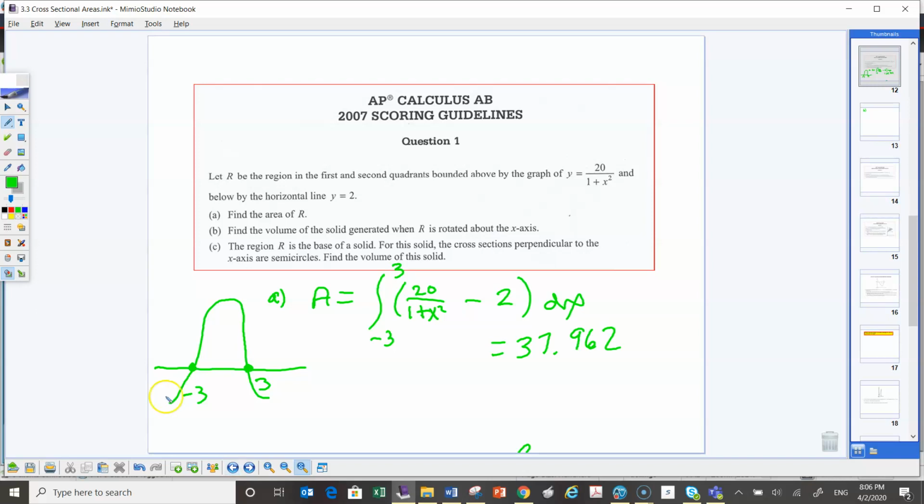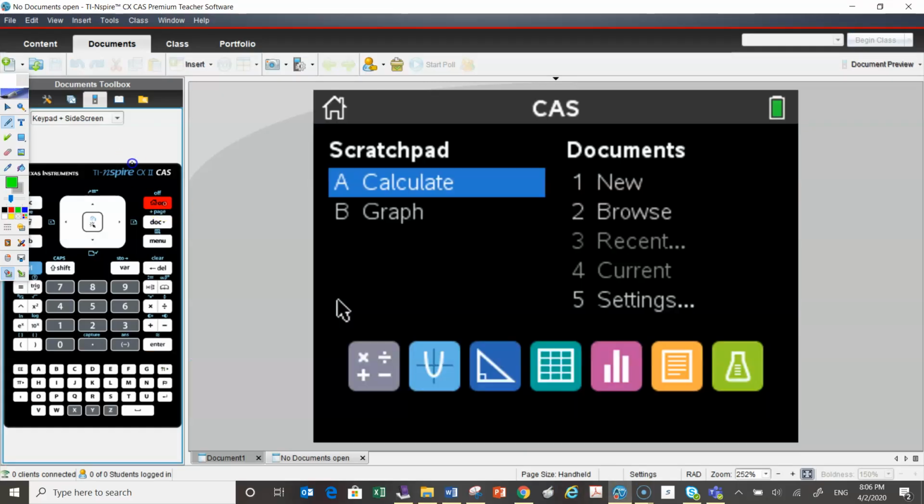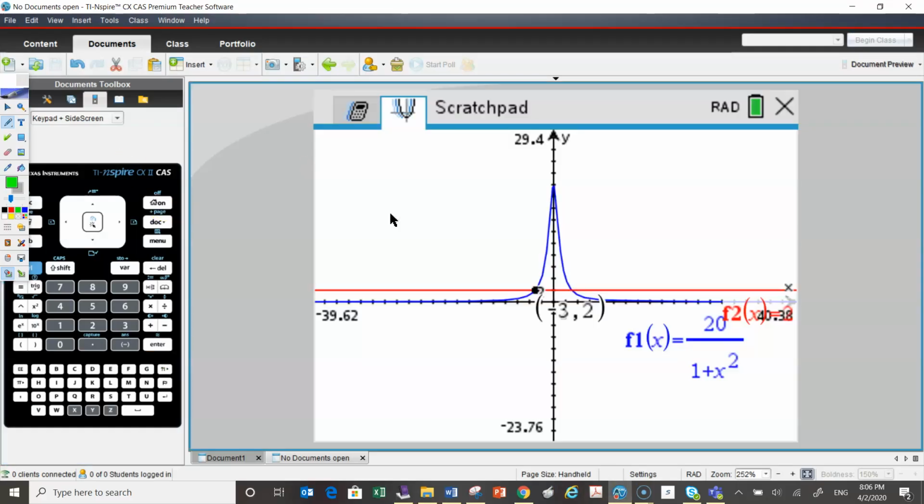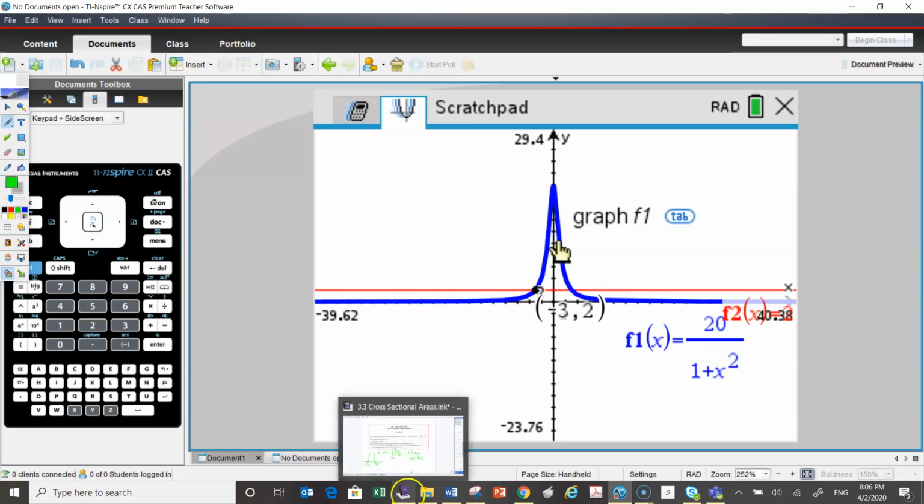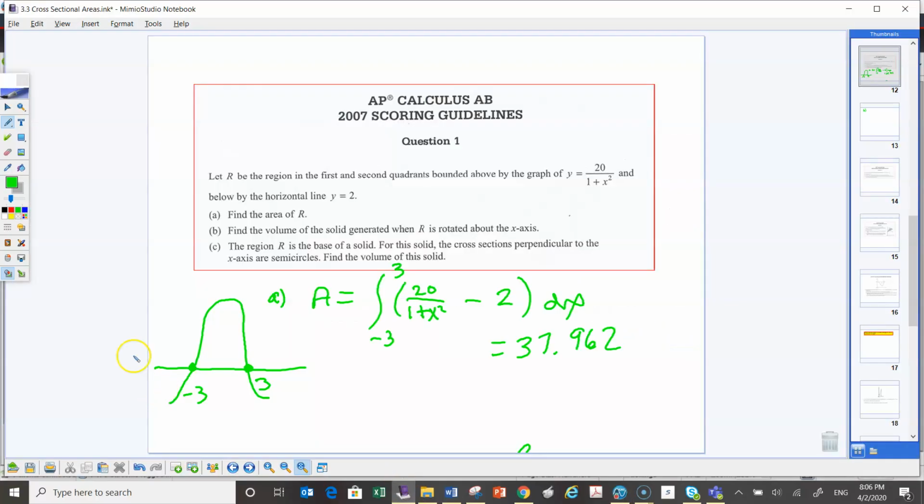So again, here's the x-axis. I'll maybe go back to my graphing calculator. If you go back to the graph, you can see that there's my region in between these two graphs. It's not touching the axis of rotation. So this is going to be a washer question.